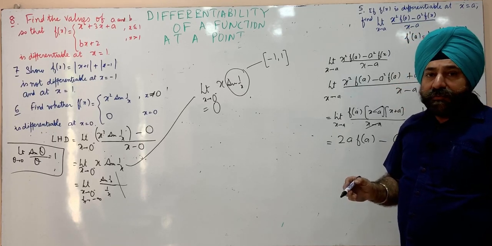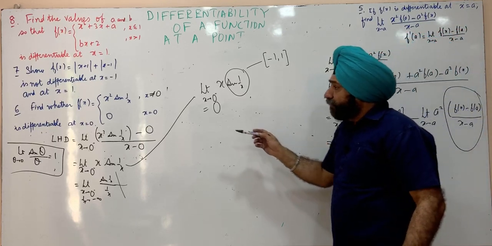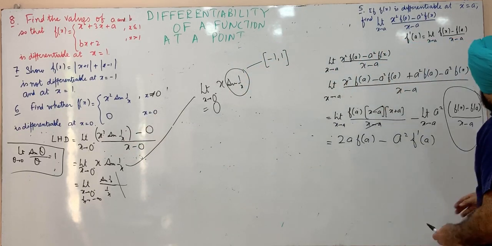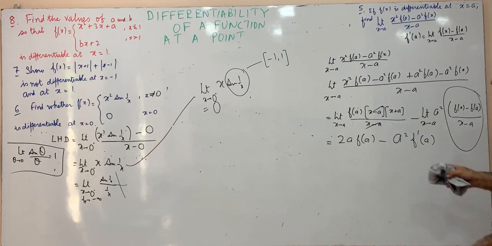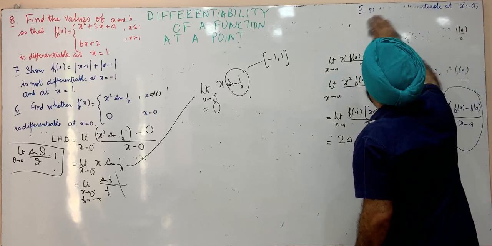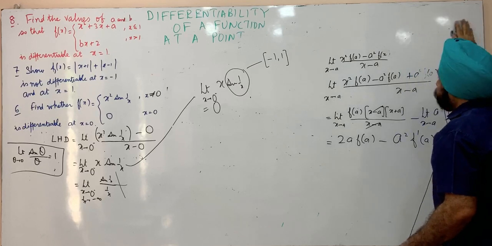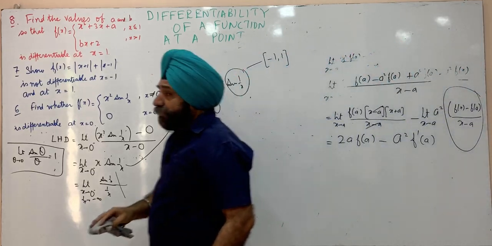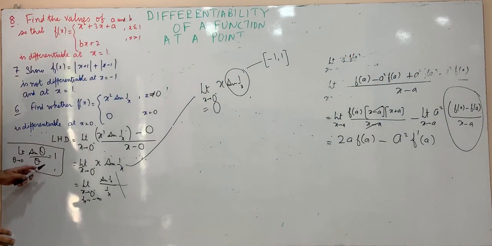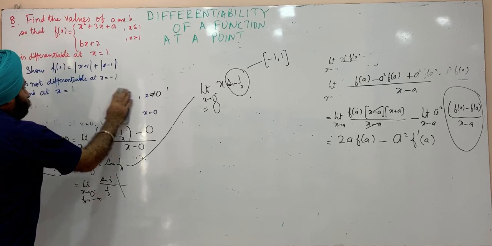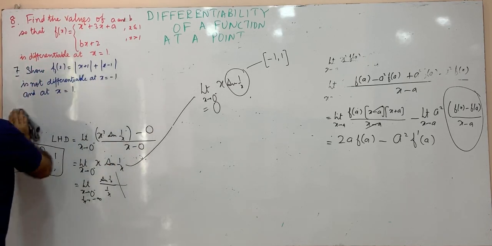Similarly, right hand derivative you can show is 0. Value of the function is given 0. So since the three are equal, left hand derivative, right hand derivative and value of function, though value of function is not required here, we are discussing differentiability. Since left hand derivative is 0, right hand derivative is also 0, the function is differentiable at x equal to 0.